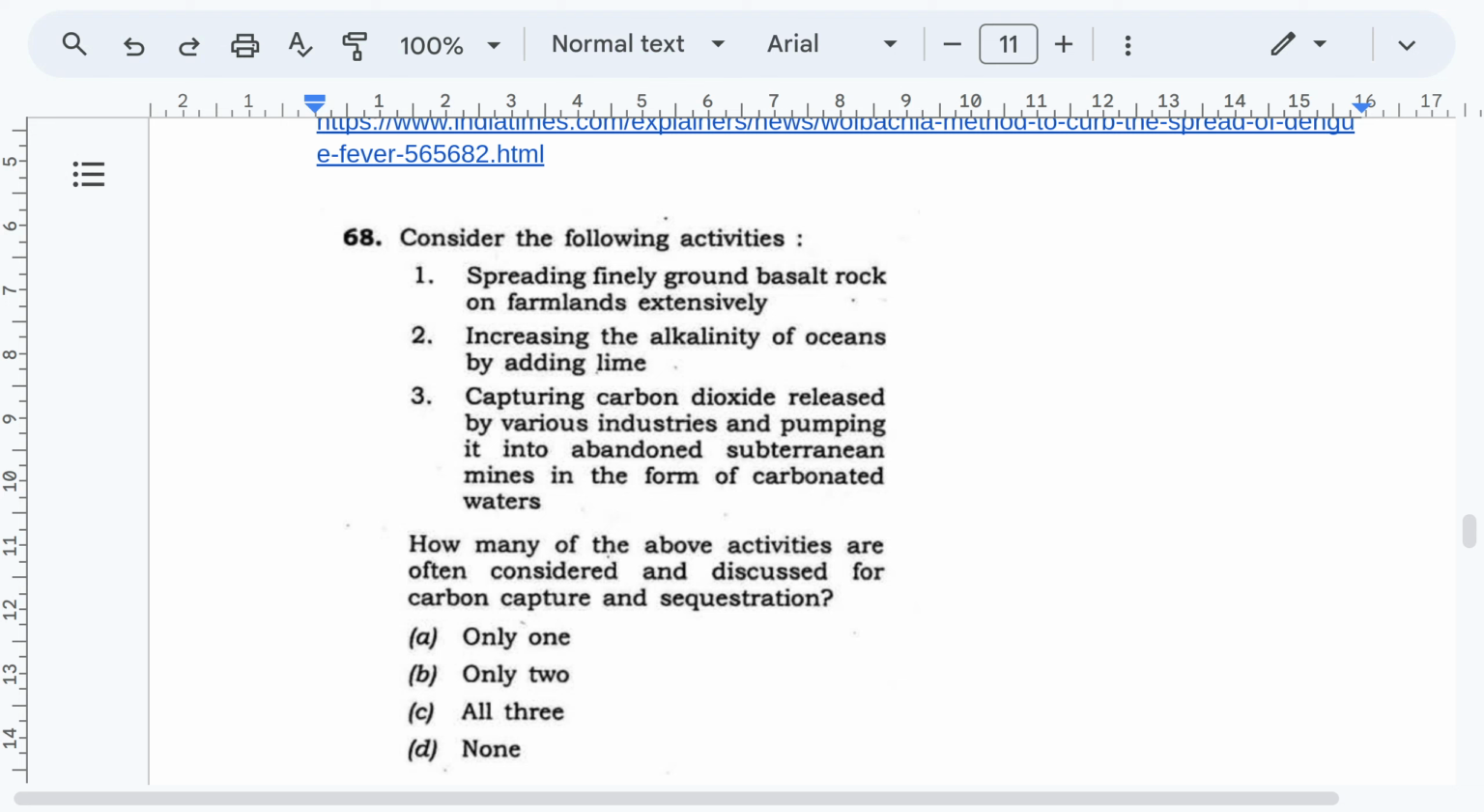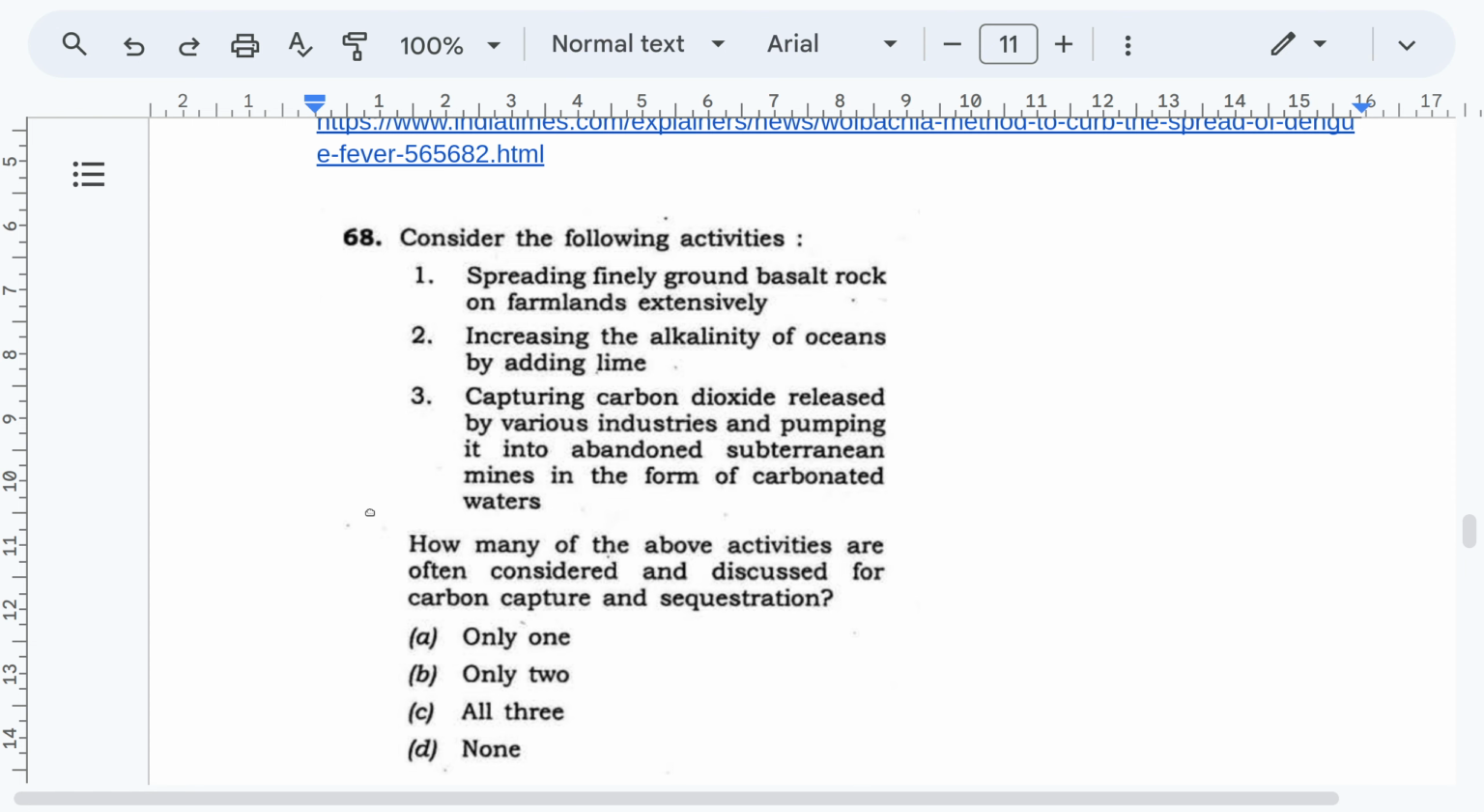Question 68. Consider the following activities. Spreading finely ground basalt rock on farmlands extensively. Increasing the alkalinity of oceans by adding lime. Capturing carbon dioxide released by various industries and pumping it into abandoned subterranean mines in the form of carbonated waters. How many of the above activities are often considered and discussed for carbon capture and sequestration?